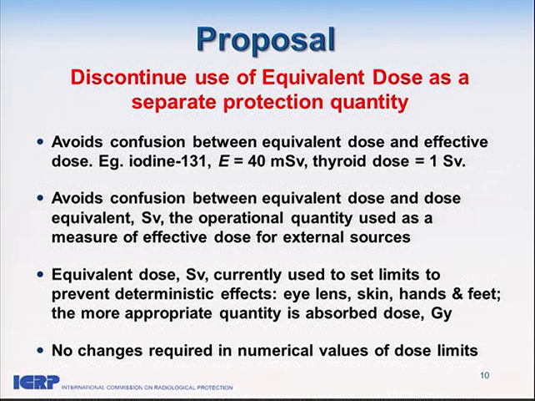Now, currently, equivalent dose is only used to set limits to prevent deterministic effects, and the more appropriate quantity for that is absorbed dose in any case. We don't believe that if we used absorbed dose in grays to set such limits, there would be any need to change the numerical values of the limits. So that's a task group proposal.